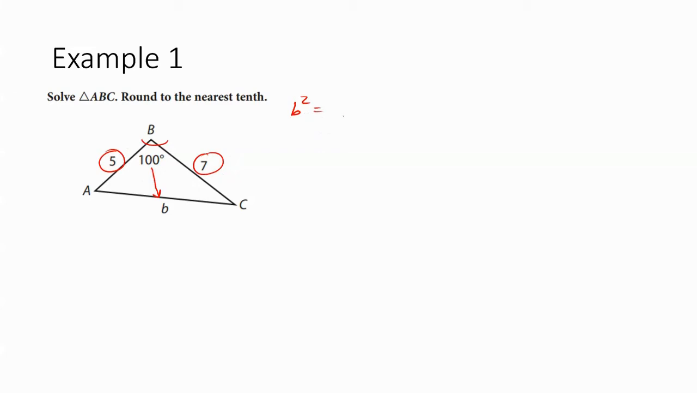So B squared equals, in this situation, A squared plus C squared minus 2 times AC times the cosine of whatever angle B is. Now, B squared is who you care about. That's who you're trying to figure out. You know one of their friends is 5. Their other friend is 7, minus 2 times 5 times 7 times cosine of angle B, which is 100 degrees.